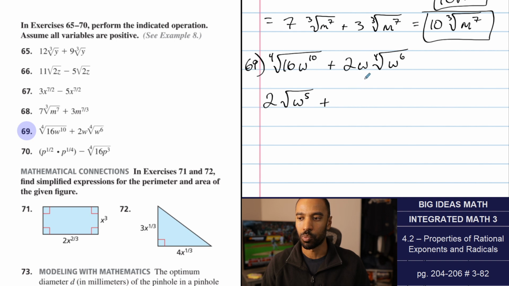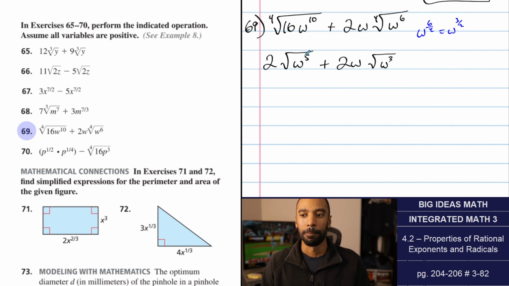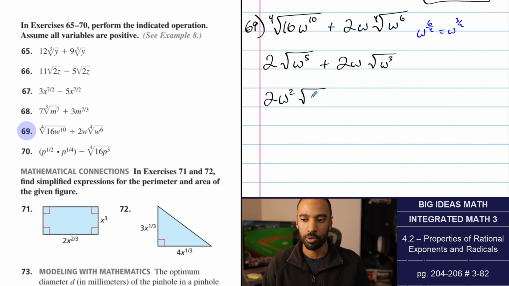Now here is where we have to do the same thing. W to the 6 fourths is w to the 3 halves. W to the 3 halves means this is the square root of w cubed. Still not done. These still aren't even the same. 5 divided by 2, I didn't finish that. 5 divided by 2 is 2 with a remainder of 1. That means w squared can get pulled out, and a square root of w remains inside.